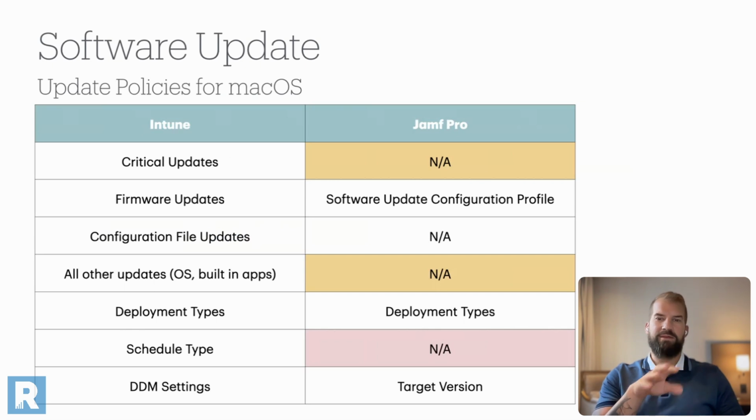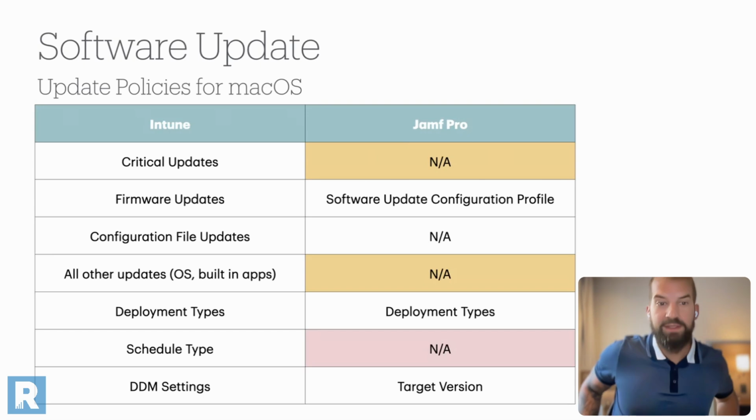Now, I was pointing out there were some things in the Intune platform that Jamf didn't have, like deploying the critical updates, firmware updates, configuration profile updates, stuff like that. Now, I wasn't 100% sure what these were or how important they were, but I did want to point out that there were some ways that Intune was actually stronger than Jamf when it came to macOS updates.